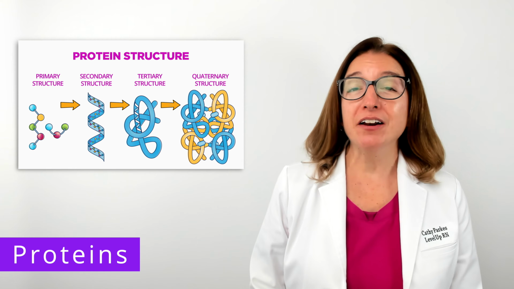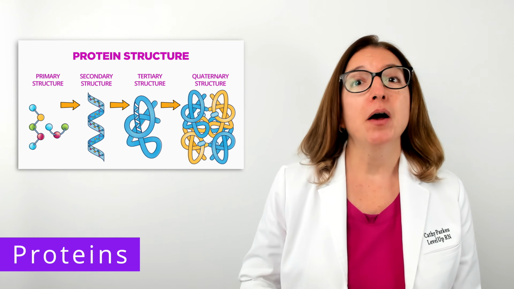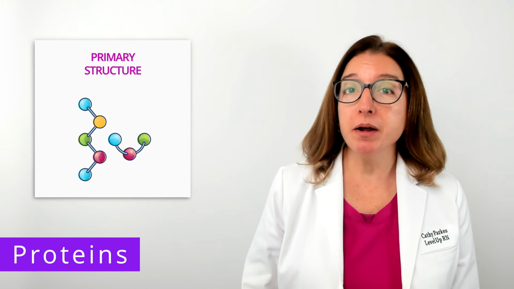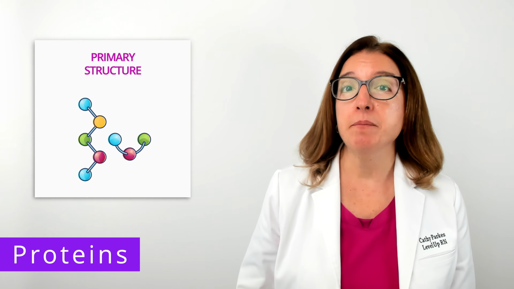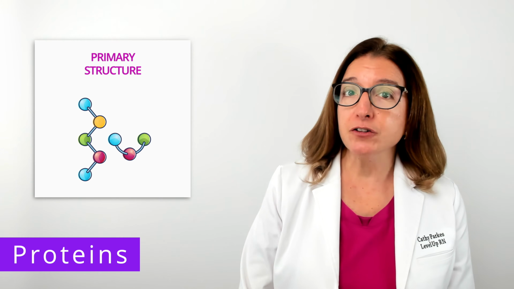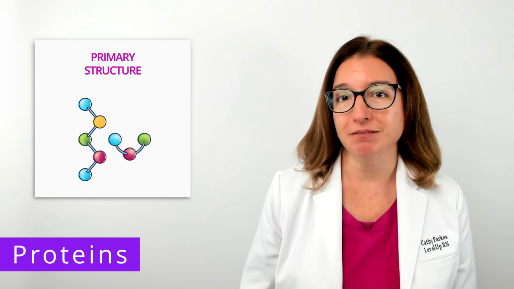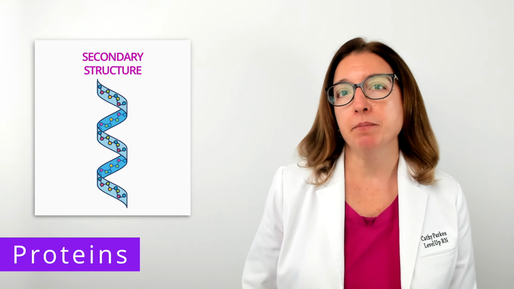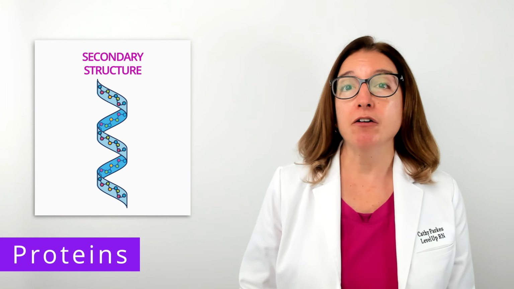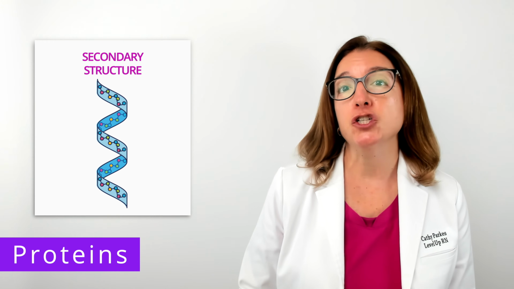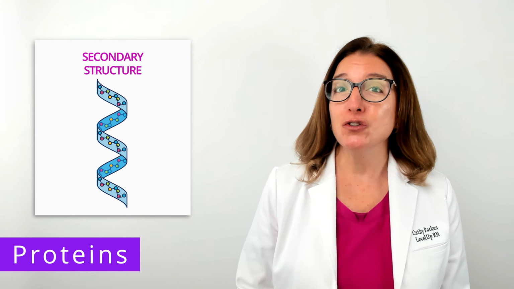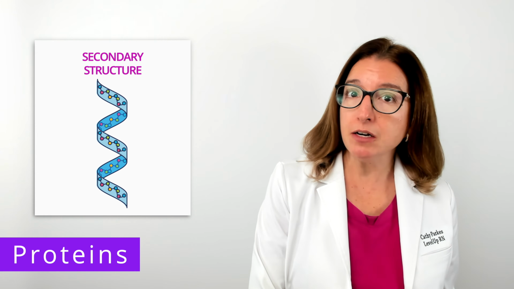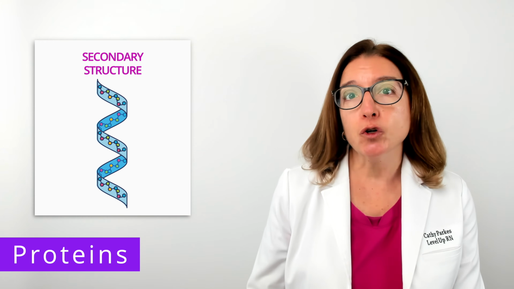Protein structure is categorized into 4 levels: primary, secondary, tertiary, and quaternary. The primary structure is a sequence of amino acids linked together to form a polypeptide chain. The secondary structure is the folding of that polypeptide chain into alpha helices or beta pleated sheets. This occurs due to hydrogen bonding between the carboxyl group on one amino acid to the amino group of another amino acid.